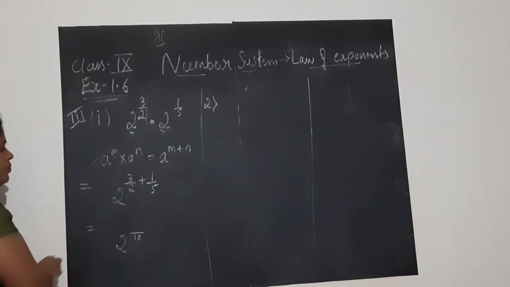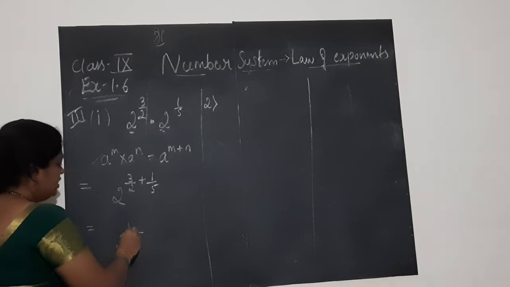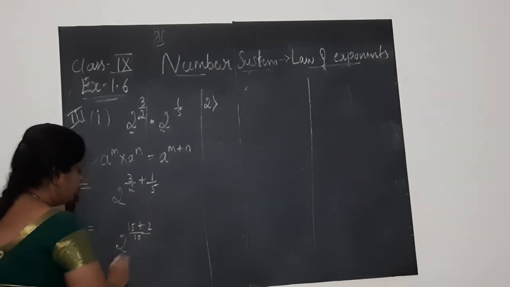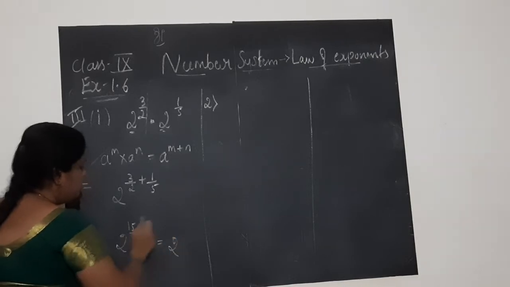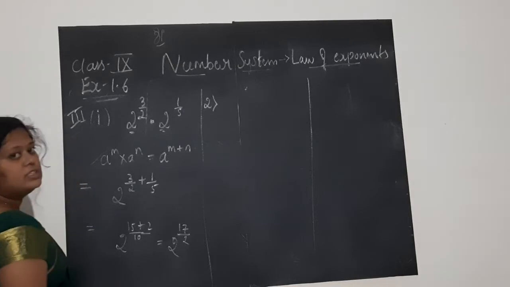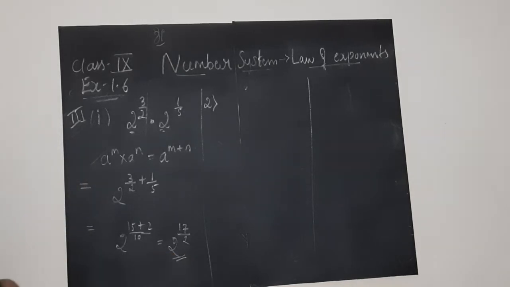2 5s are 10. 2 1s are 2, 5 3s are 15 plus 5 1s are 5, 2 into 1 is 2. That is equal to 2 to the power 15 plus 2 is 17 divided by 2 is the answer. Further you cannot simplify, keep it.